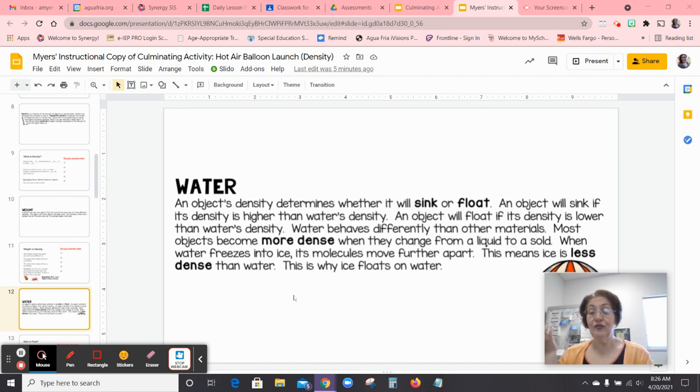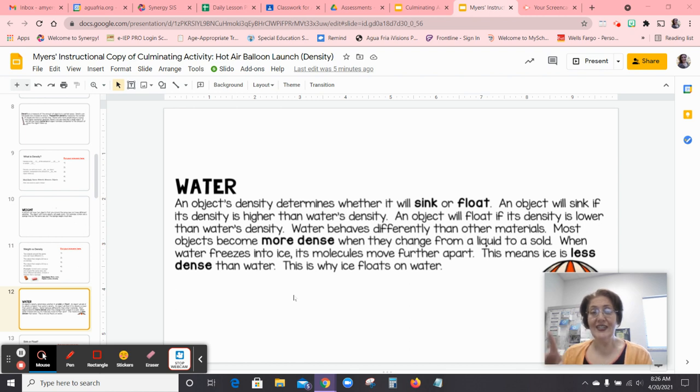So an object will float if the density is lower than the water density. Water behaves differently than any other materials. Most objects become more dense when they change from a liquid to a gas. But water is a little bit different.